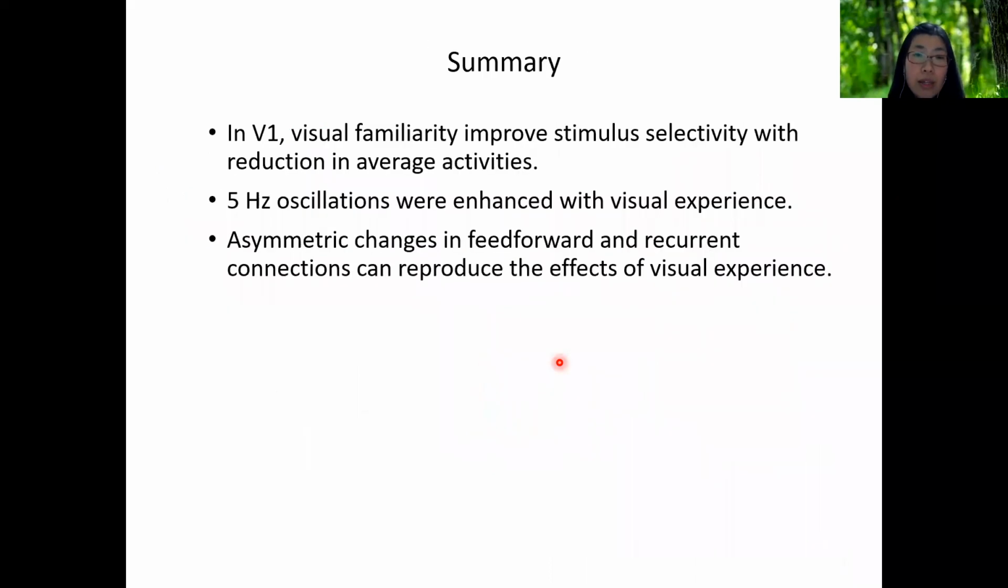So here I show that V1 is showing a similar effect to that observed for familiarity in the ITC: improved stimulus selectivity with a reduction in the average activity, and enhanced visual experience. This oscillation was enhanced with the visual experience, and the asymmetric changes in the feedforward and the recurrent connection were critical to explain such changes, the experience effect.